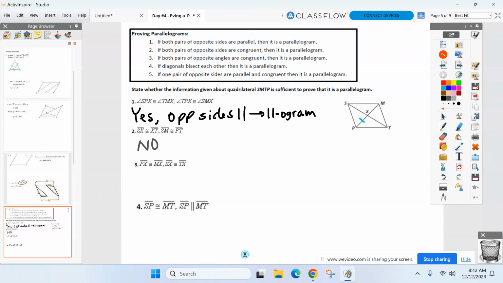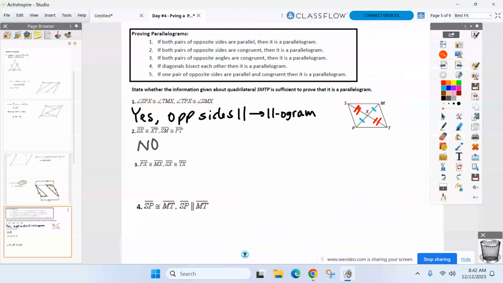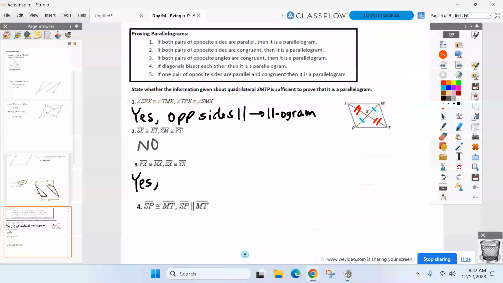PX congruent to MX. SX congruent to TX. All right, with those markings, am I good enough to say it's a parallelogram? Yes or no? Parallelogram, Vinny? Yes, it is. All right, if it is, what property is showing then? What property is shown here? Drew? That's how I started off now. Diagonals bisect each other imply parallelogram.